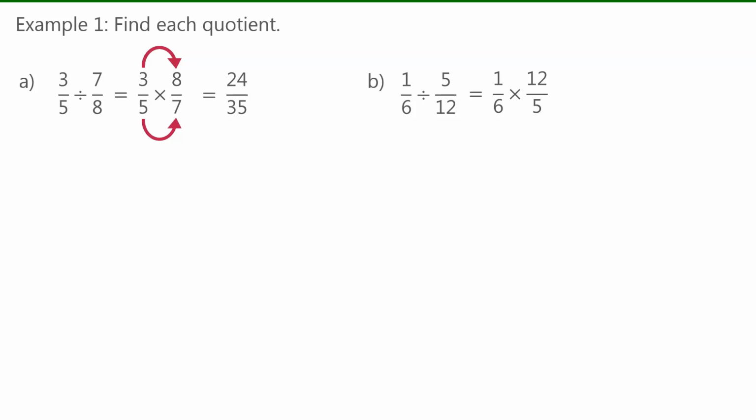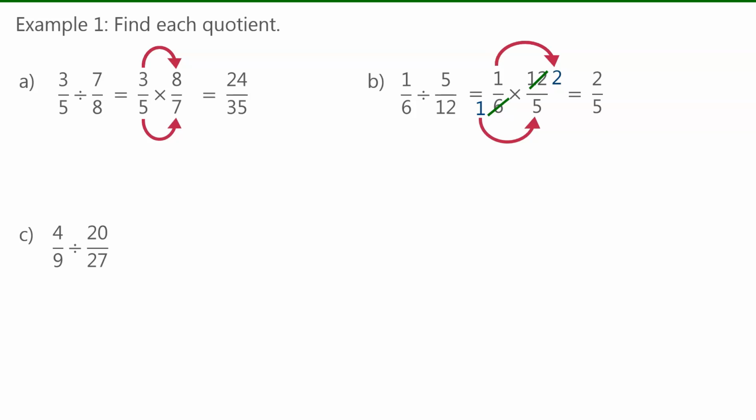So in this case, before multiplying, I can actually do some cross cancellation in 6 and 12. The largest number that divides evenly into 6 and 12 is 6. So 6 goes into itself once, and 6 divides into 12 2 times. I now multiply my new numbers. So 1 times 2 is 2, and 1 times 5 is 5. And 2 over 5 is in simplest terms.